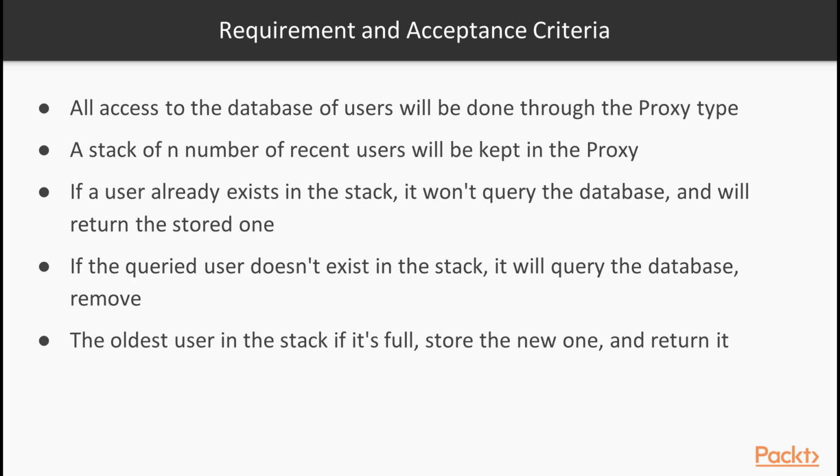First, all access to the database of users will be done through the proxy type. Next, a stack of n number of recent users will be kept in the proxy. And if a user already exists in the stack, it won't query the database and will return the stored one. And if the queried user doesn't exist in the stack, it will query the database, remove the oldest user in the stack if it's full, store the new one, and return it.